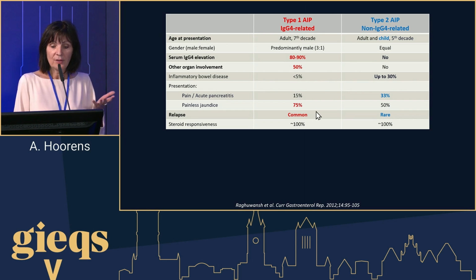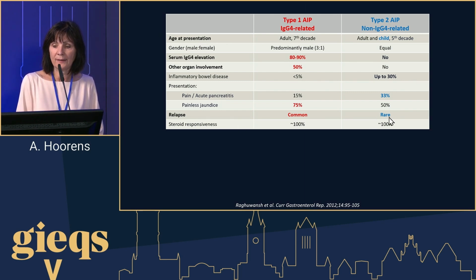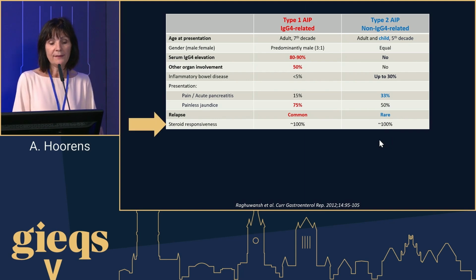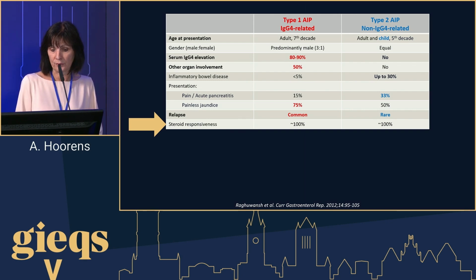Then presentation: yes, there is a lot of overlap. Relapses are common in type 1, but rare in type 2. So why are they classified together? Because of the important fact that both are steroid responsive. So it's important to recognize them and to avoid surgery.